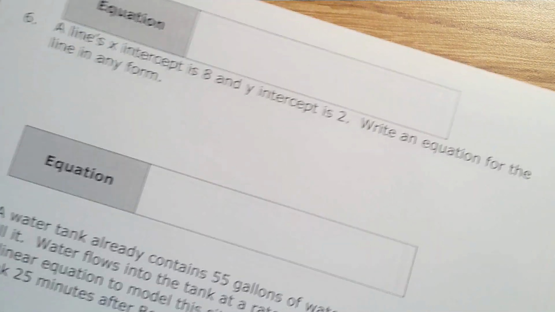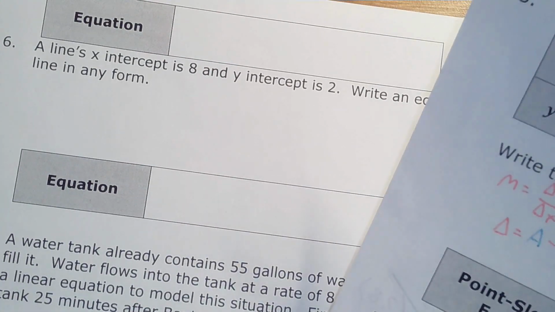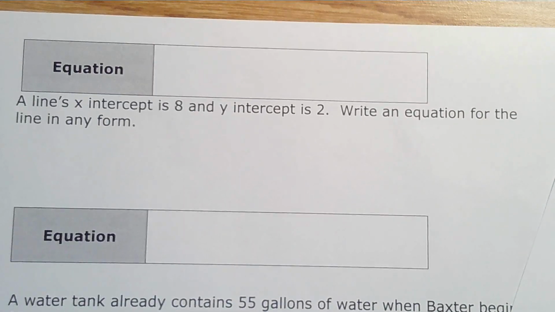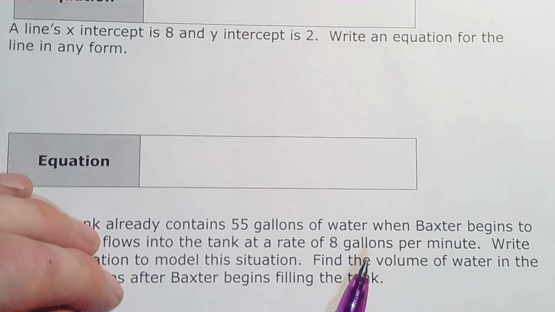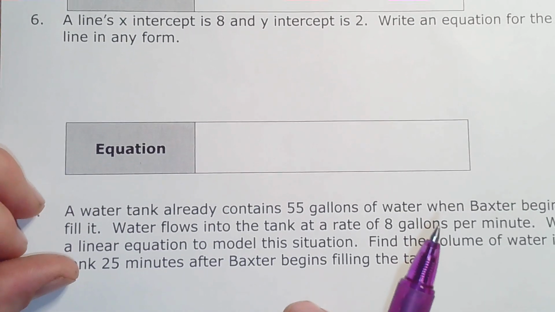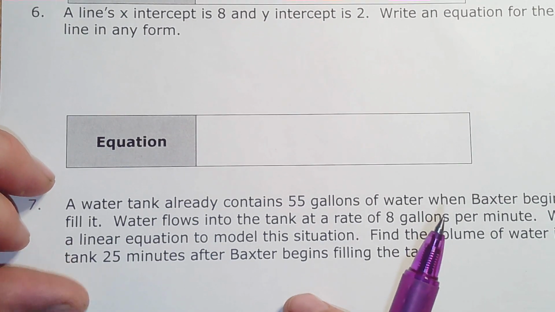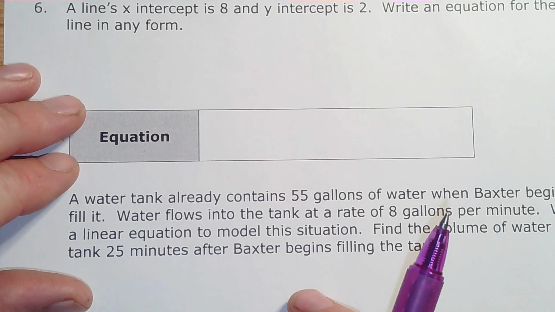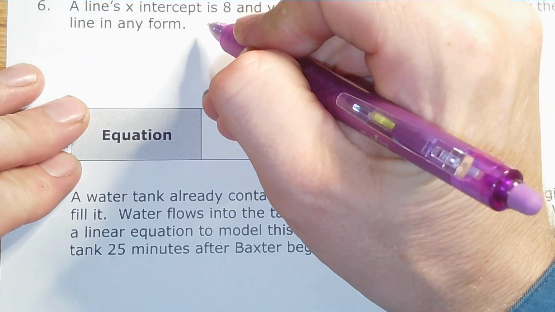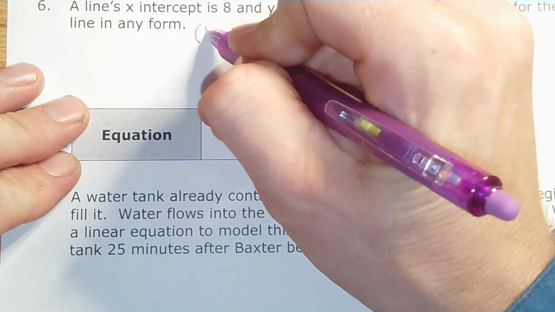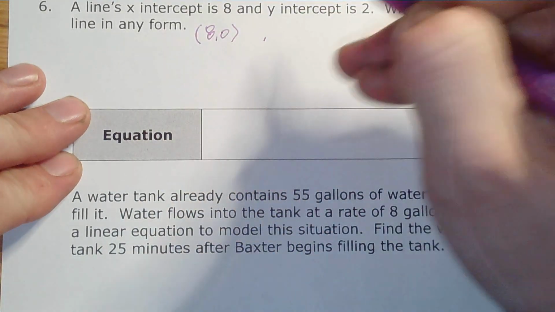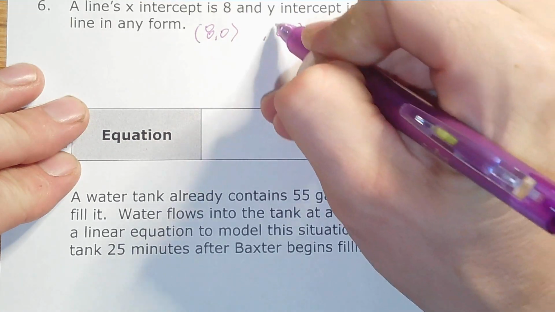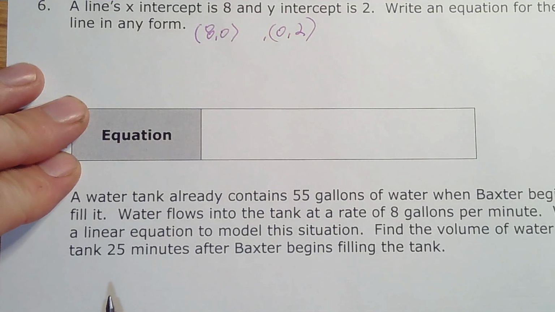Okay, so that is the first 2 pages. Moving on to 6 here. Well, that's the equation block for number 5. All right, so here we have a line whose x-intercept is 8 and its y-intercept is 2. So its x-intercept is (8, 0), and its y-intercept is (0, 2). Now I've got to find the slope.